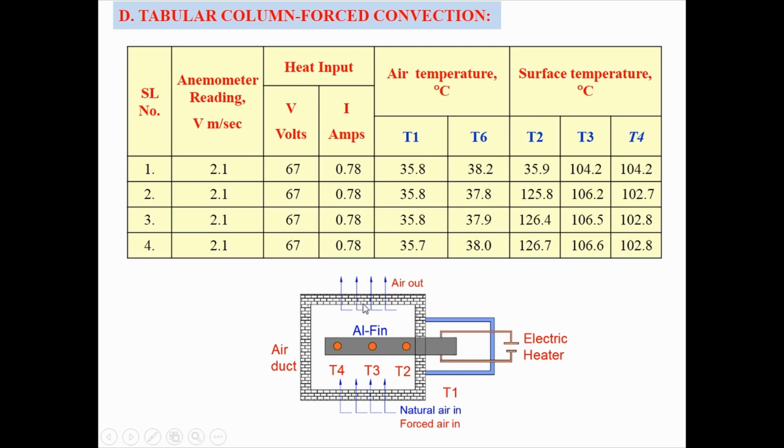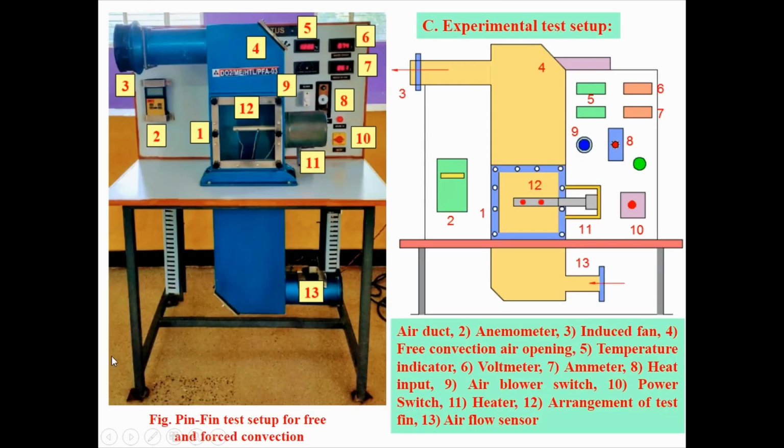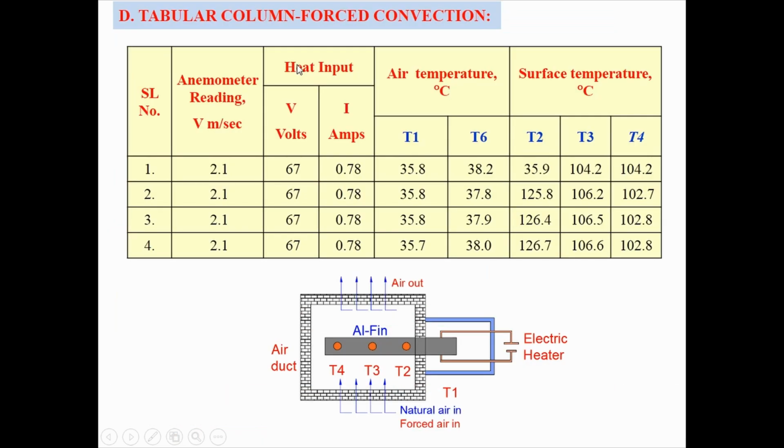Where temperature 1 represents what? Air inlet temperature. Okay. So now you take T2, T3, T4. These are all temperatures. T1, T6, T2, T3, T4 from the temperature indicator, by rotating this knob. Once you got the value, right?